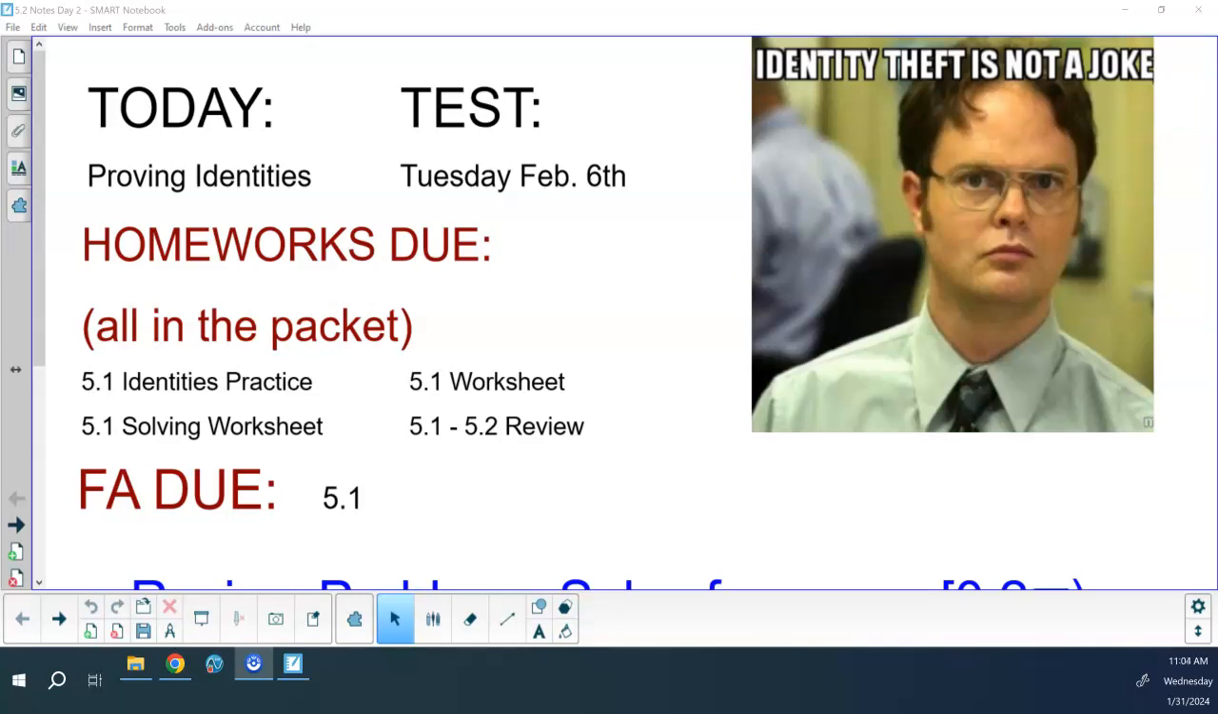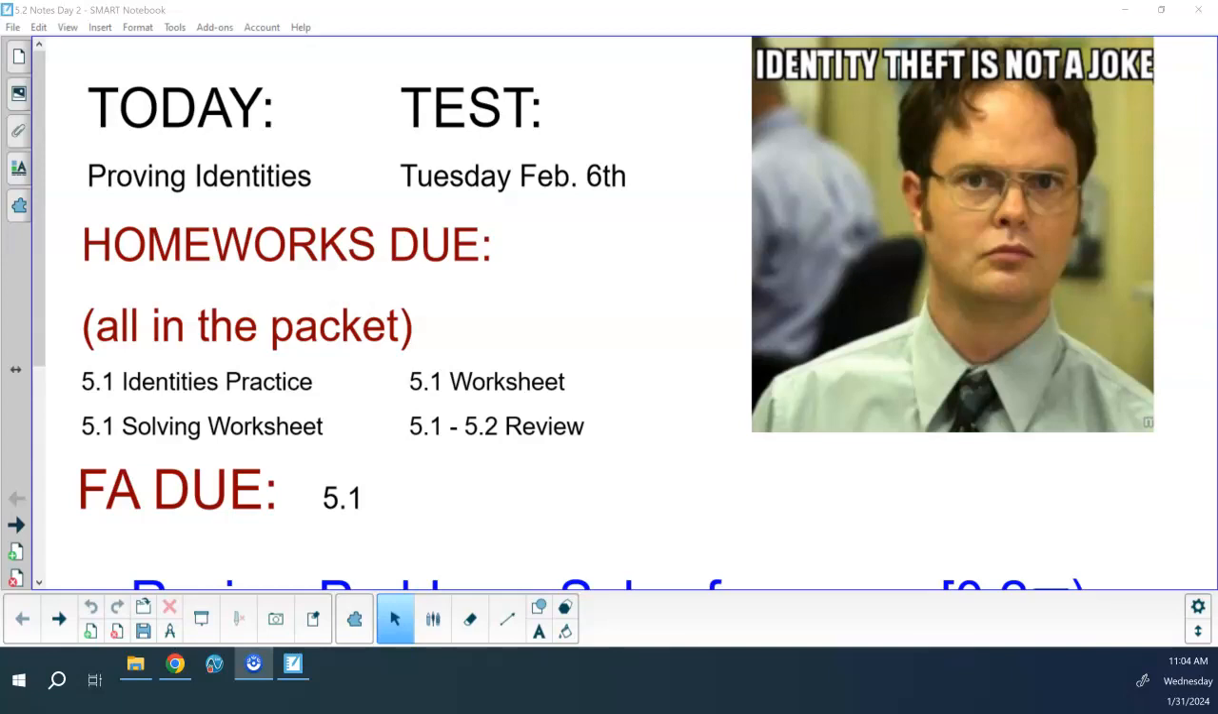All right. So your test is going to be next week, Tuesday. Okay. So that's a week from yesterday. It will be on simplifying trigonometric expressions. It will be solving trigonometric equations, and it will be proving trigonometric identities. Okay? So in your packet, you have 4 different worksheets.